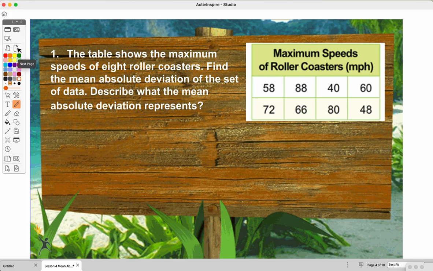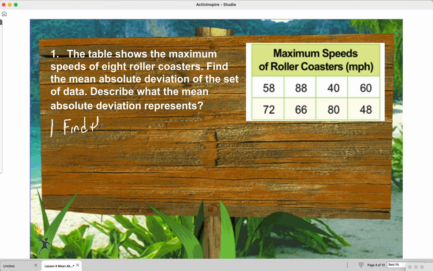So mean absolute deviation, we're going to start with a smaller sample size of roller coasters here. The first thing we are going to do, anytime you find mean absolute deviation, is, since it is the mean distance of the numbers in the data set from the mean, find the mean of the data set. So step one is to find the mean. You're going to add everything up: 58 plus 72 plus 88, 66. I'm going to combine 40 and 60 to get 100, plus 128. That gives me 512. Divide that by 8, and the mean of this data set is 64. So I've got a mean of my data set.